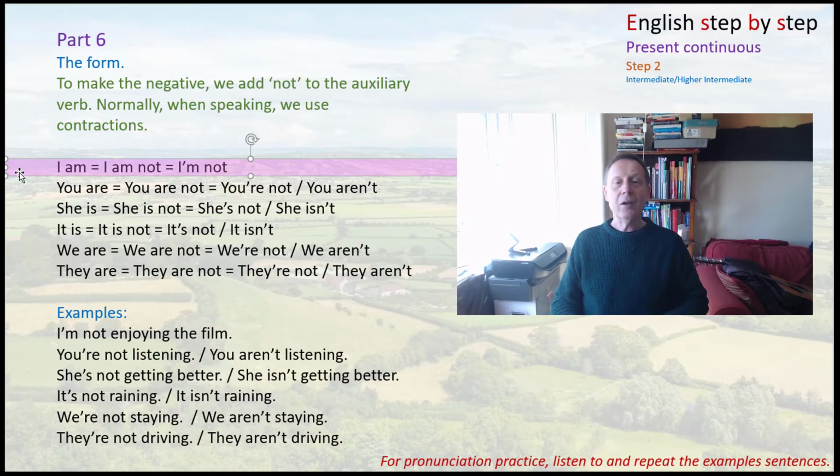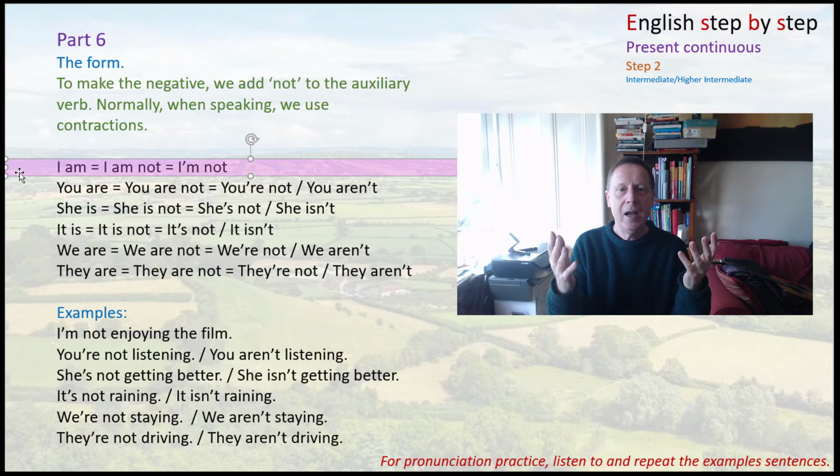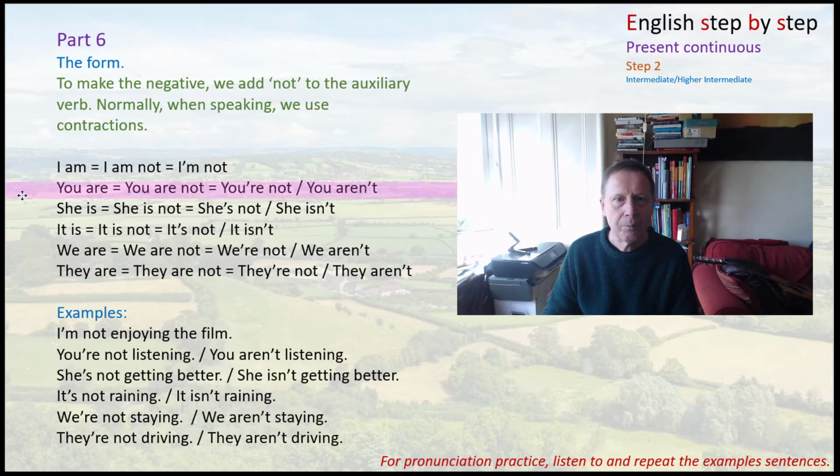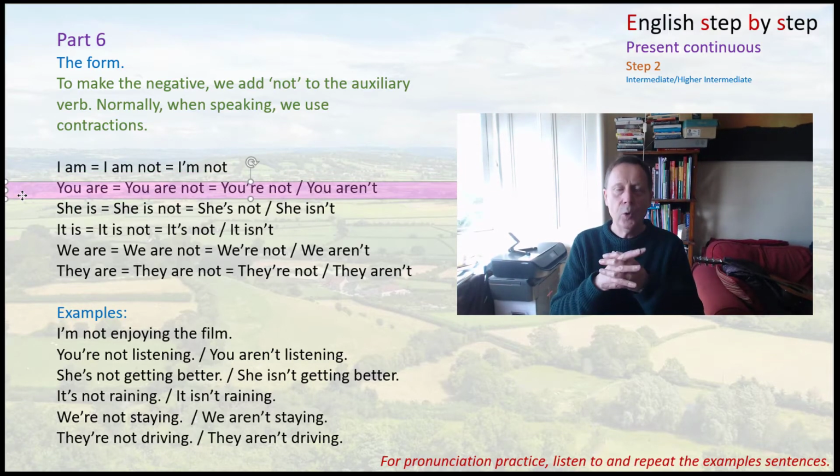You make a contraction by putting two words together like this. I'm, I am, I'm. He is, he's. That's another contraction. They are, they're. That's another contraction. So let's look at these in writing. You are not changes to you're not.